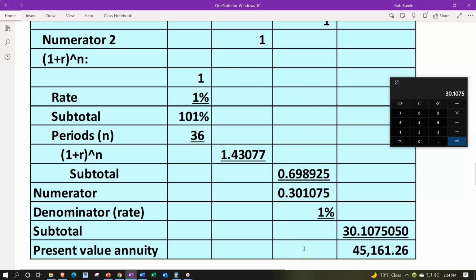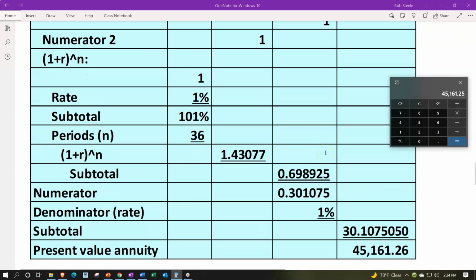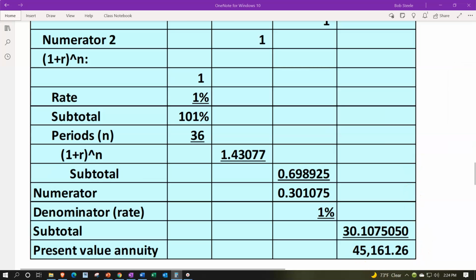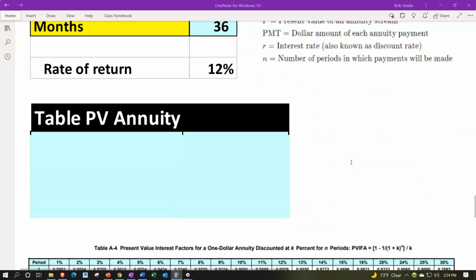And then finally, we can take the payment times that whole thing, which is the 1,500 times that. And we get approximately 45,161. This number is more accurate than our number because Excel will calculate the actual number even when rounding is involved. Let's do it again with the tables now.